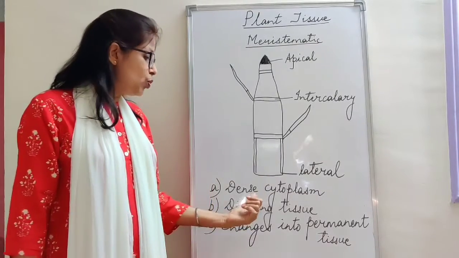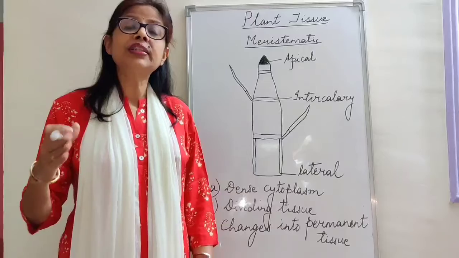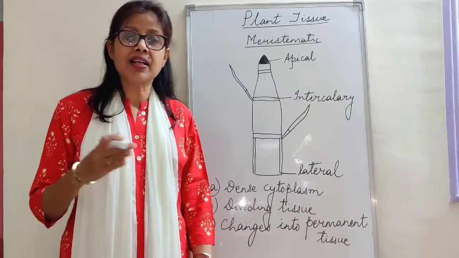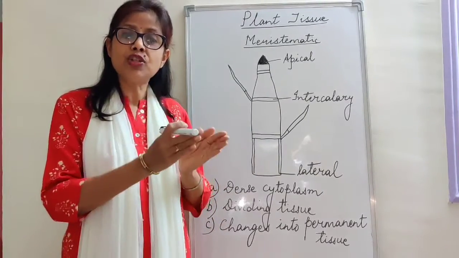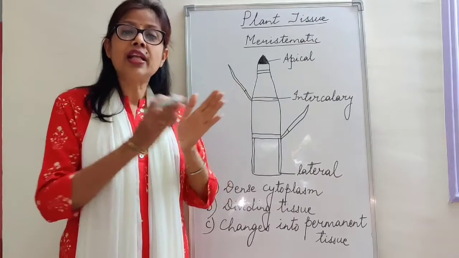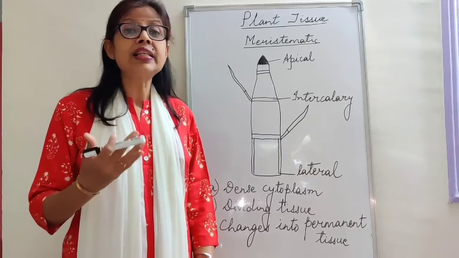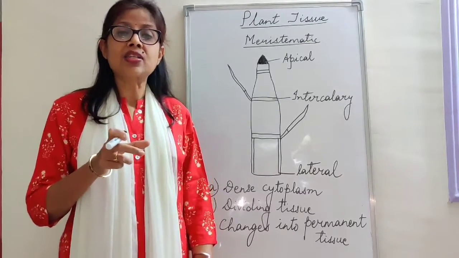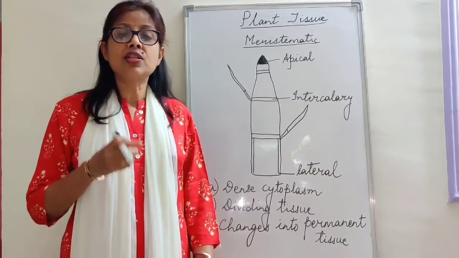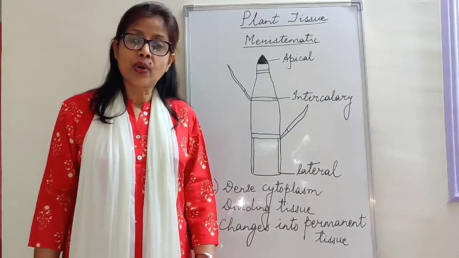Why do they have a dense cytoplasm? Because they are continuously dividing. As they are continuously dividing, they need to transfer the cytoplasm from one cell to the two cells formed from them. So they need a dense cytoplasm, which has all the cell organelles to give support to the next growing.